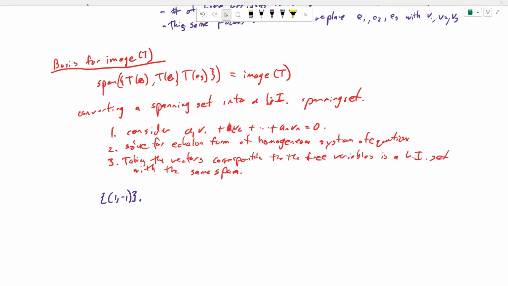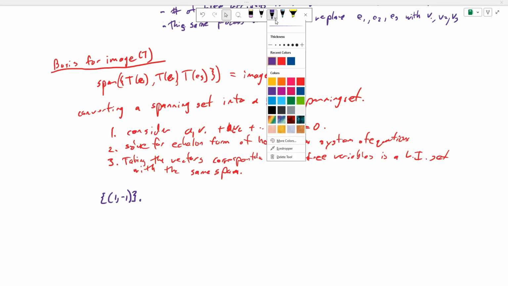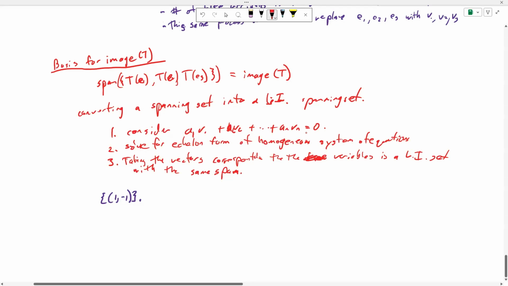Oh, slight mistake. This should be corresponding to my basic variables. So I take the vectors that correspond to the basic variables. This is a linearly independent set with the same span. So be sure to take the vectors that correspond to your basic variables when creating your image, not your free variables.